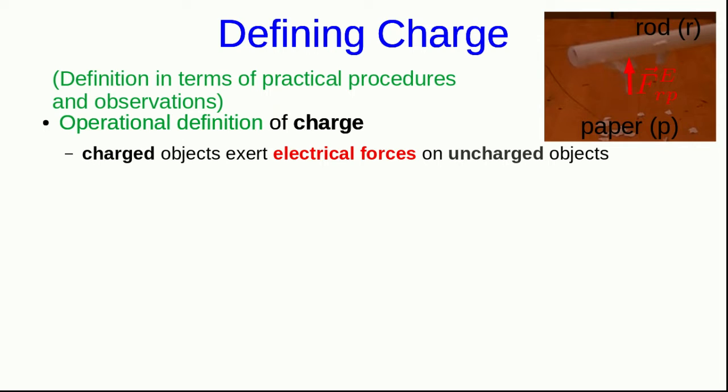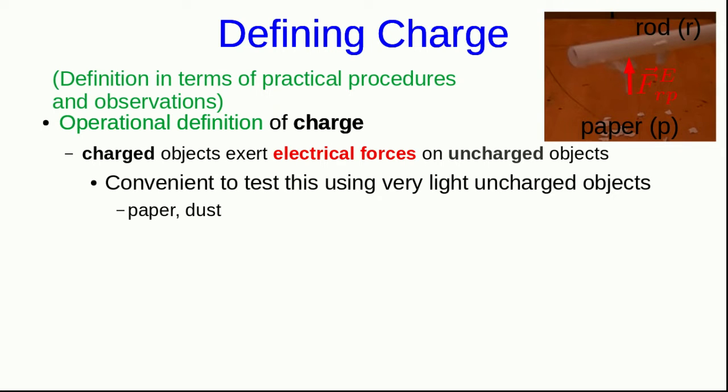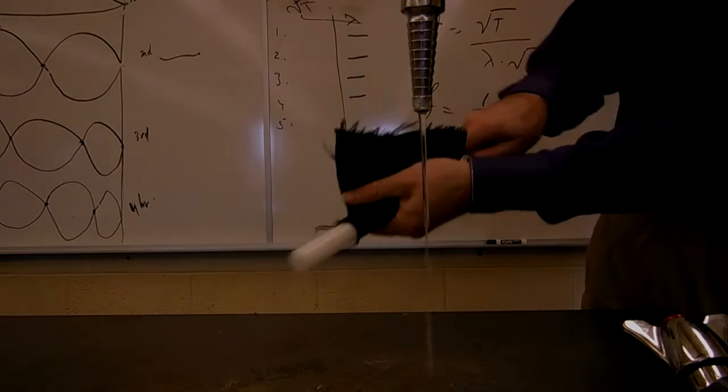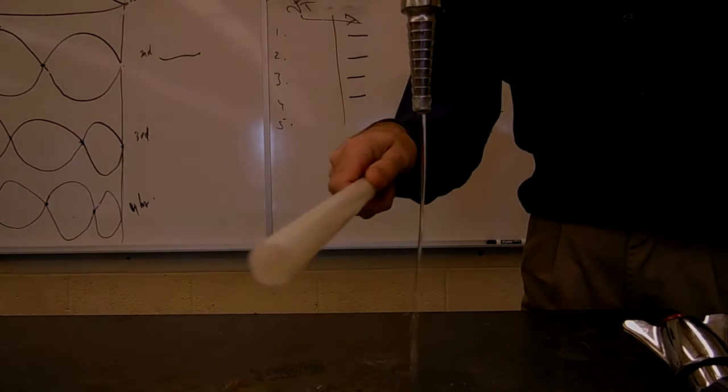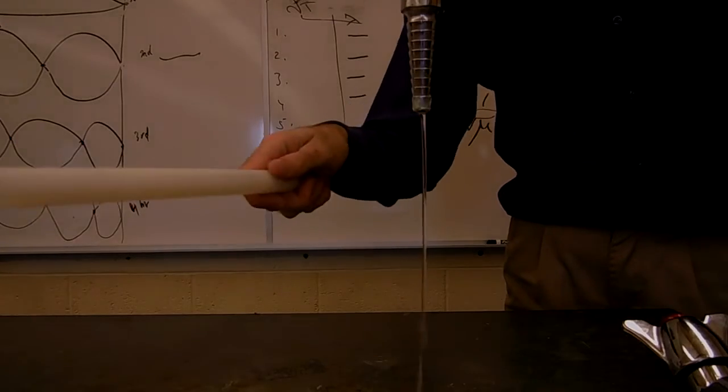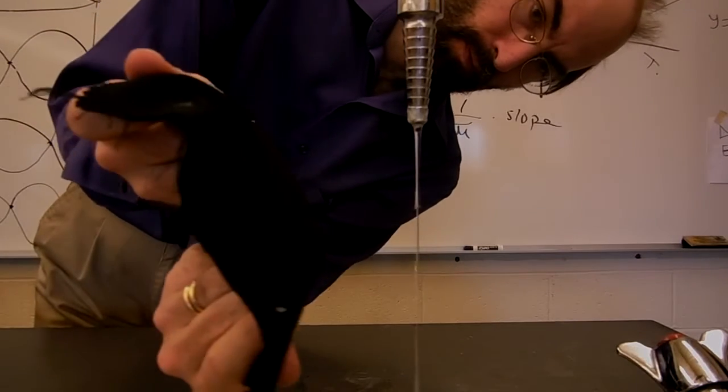Charged objects exert electrical forces on uncharged objects, and so in this case, after we had rubbed the rod with the wool, it was able to exert an upward electrical force on the paper, and thus pick the paper up. It's convenient to test this using something like the paper because the paper is very light, and so it's easy to pick up. We could do an even more sensitive test using dust. You can see here that the plastic rod will also exert a force on a stream of water, and so will the piece of wool.